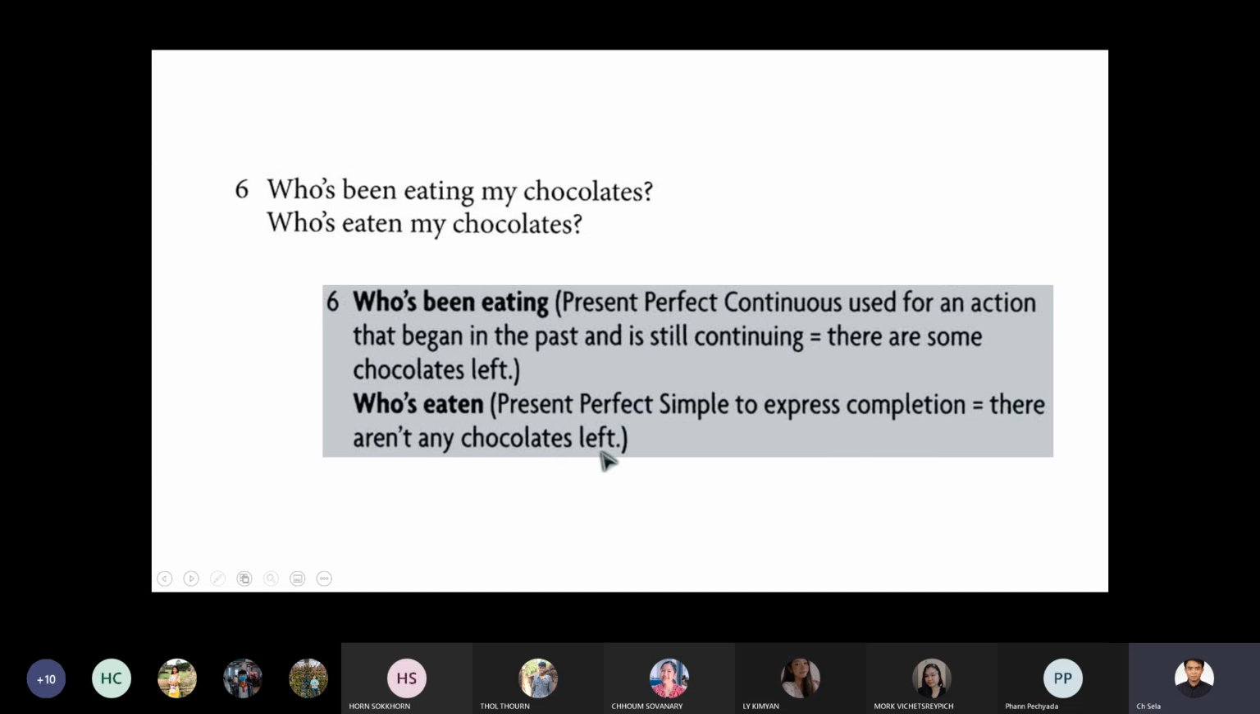All right. Who's eaten? Present perfect simple expresses completion. There's no chocolate left. So you see, you have to remember sometimes because English is not our language. The first one, with present perfect continuous, began in the past and is still continuing, and you can still see the chocolate left. But the second one, it may all be finished. Take note and remember them. All right, there is a difference. Okay, thank you very much.